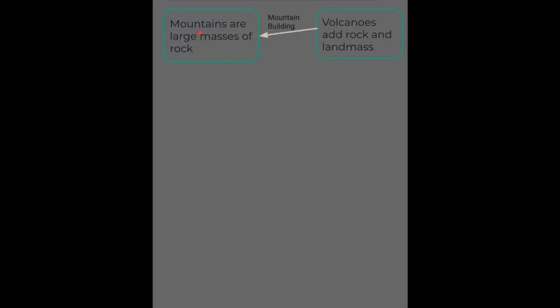We start out with mountains, which are just large masses of rocks. And then there are also volcanoes. When volcanoes erupt and the lava hardens, it adds another layer to those big, tall mountains of rocks. So these are what starts the process of soil.